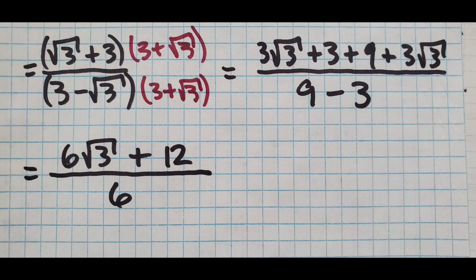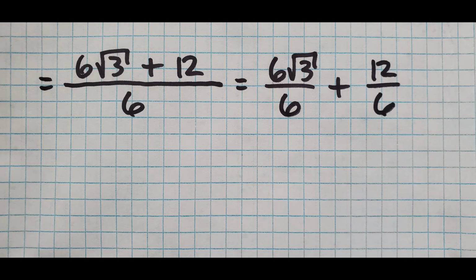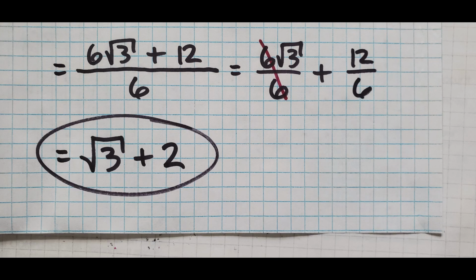Just like the previous problem, we can reduce this a bit more because both of those are divisible by the 6 on bottom. So 6 root 3 divided by 6, 6 is going to cancel off. 12 divided by 6 is a 2, so we get root 3 plus 6, and that's our answer.